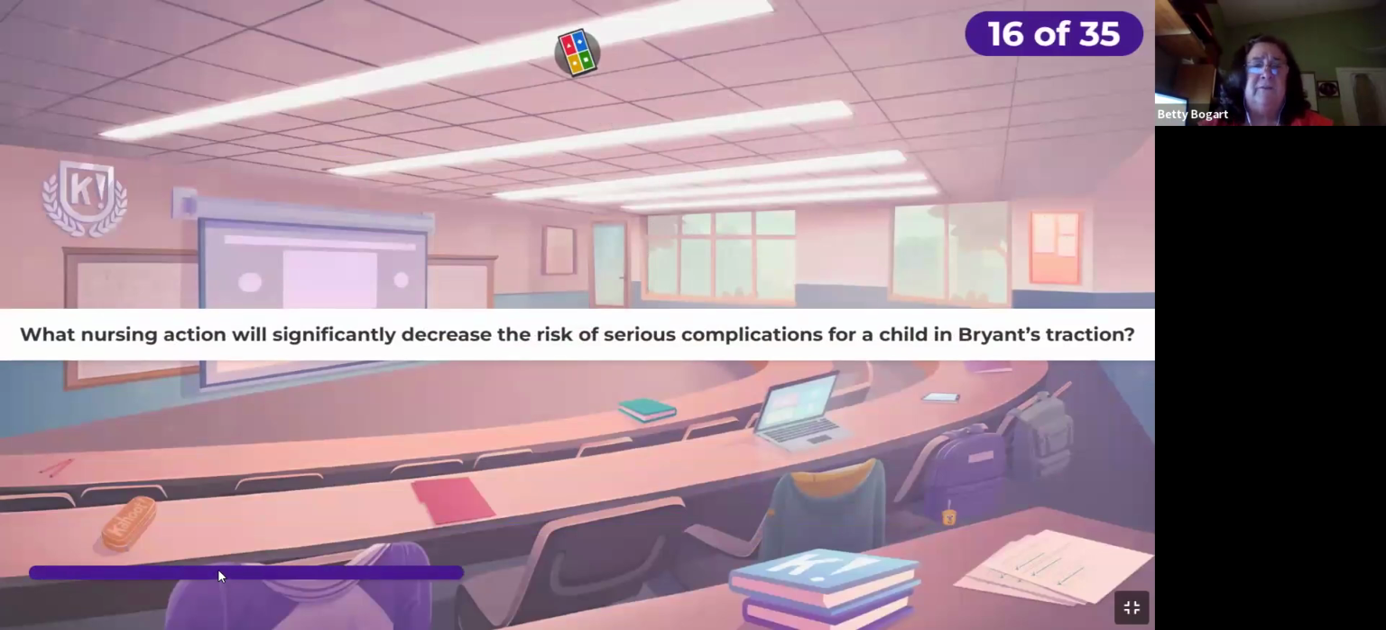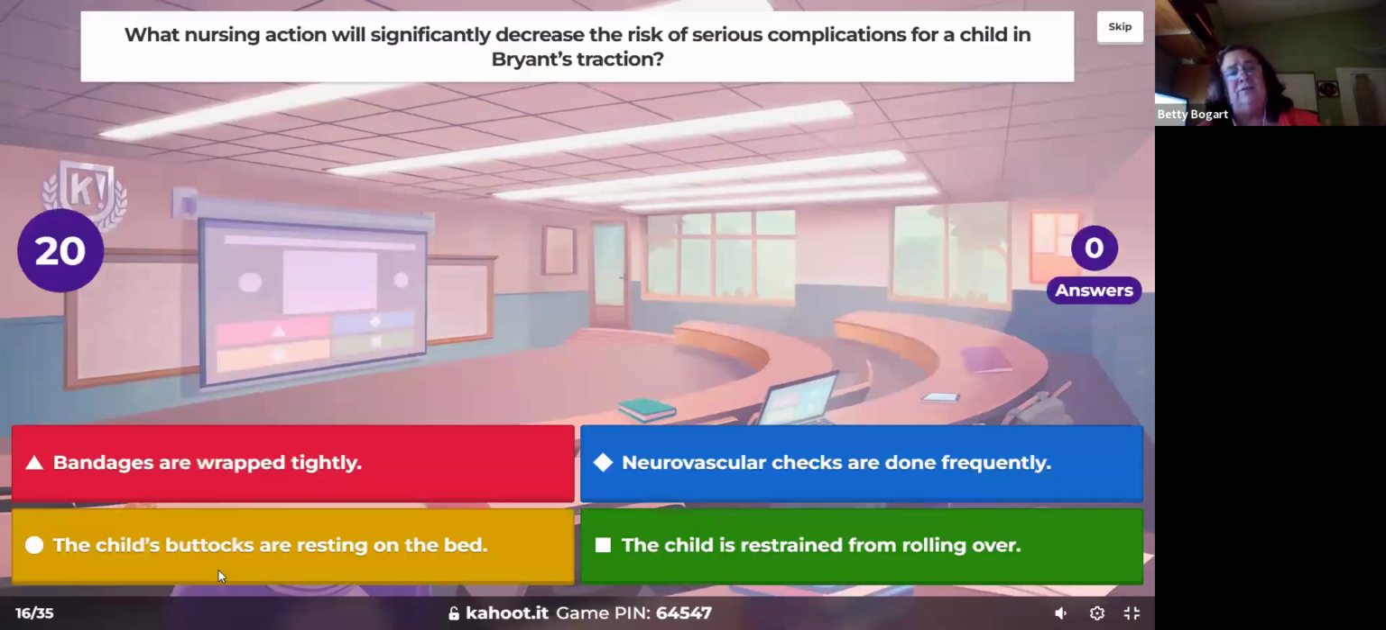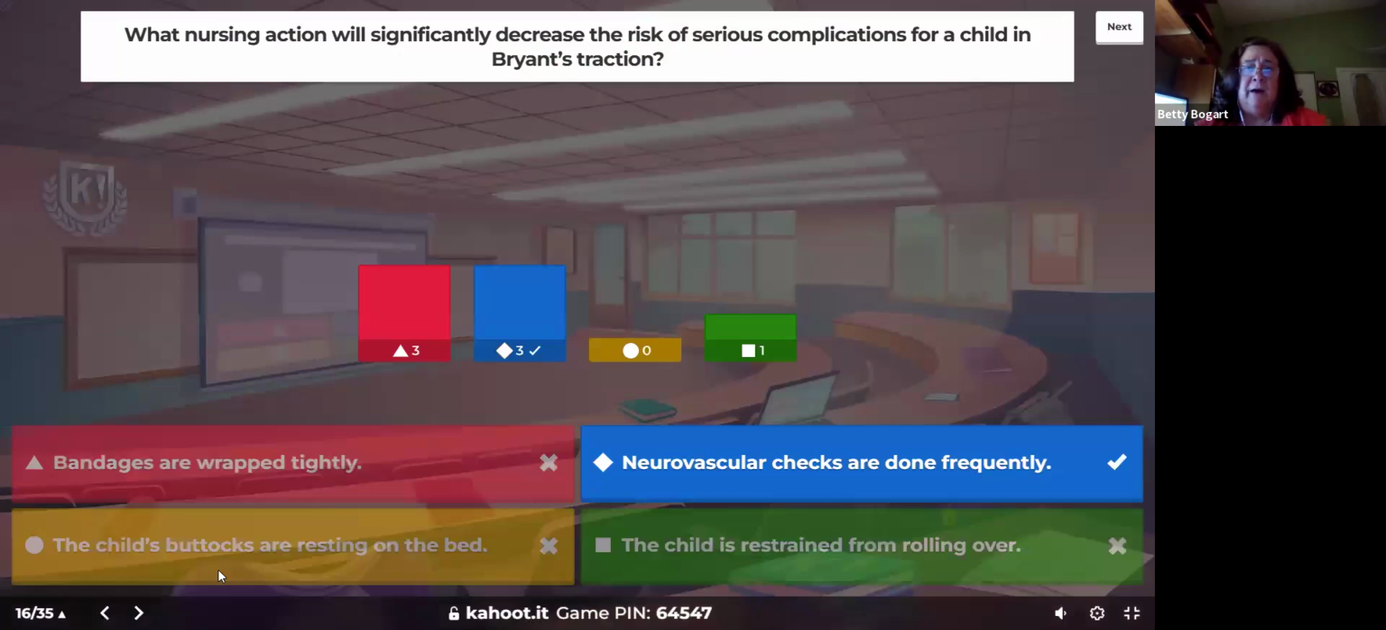What nursing action will significantly decrease the risk of serious complications for a child in Bryant's traction? So what are you worried about the most, Bryant's traction? Hip dysplasia, fractured femur? What are complications that you're worried about? And again, is blood flowing the way it should? Remember, with these things, there is swelling. Are they in good position? Is blood getting to the toes where it should go? Okay.